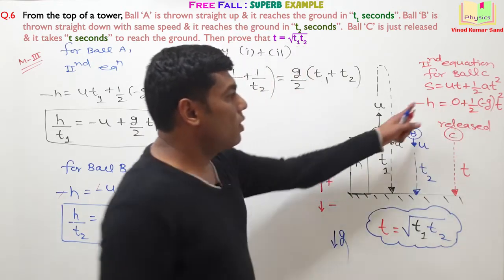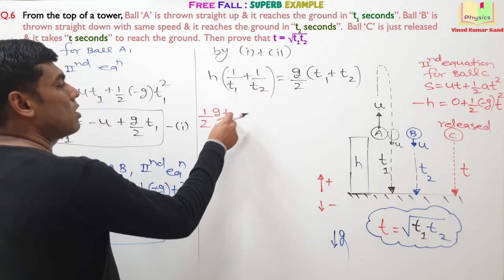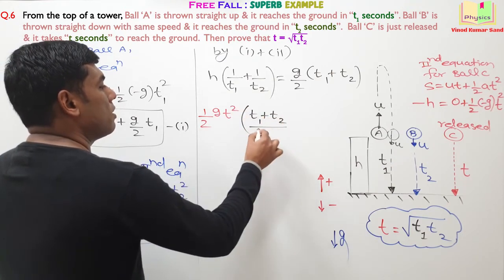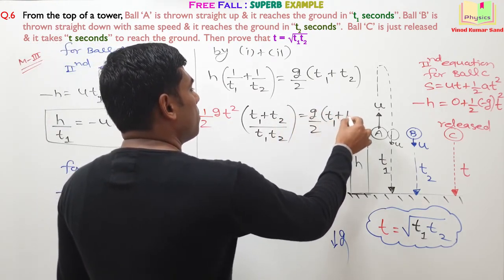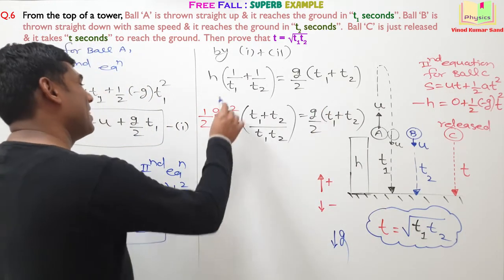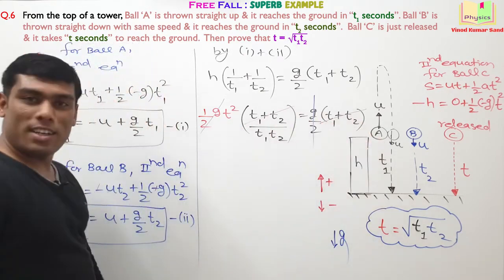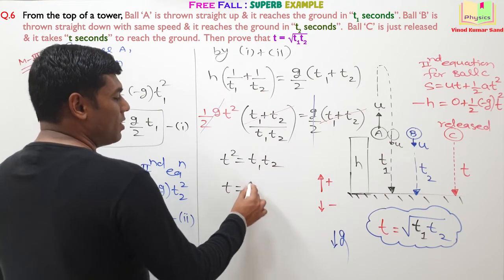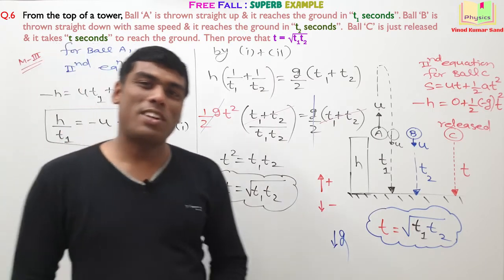That h is equal to half g t square. So put that value here, half g t square. Simplify this bracket: t1 plus t2 divided by t1 t2 is equal to g by 2 into t1 plus t2. Do you agree? I think now you can see the answer. This g by 2 is getting cancelled out. This t1 plus t2 and t1 plus t2 is getting cancelled out. t square is equal to t1 t2, or t comes out to be root t1 t2. Same answer but a different approach.